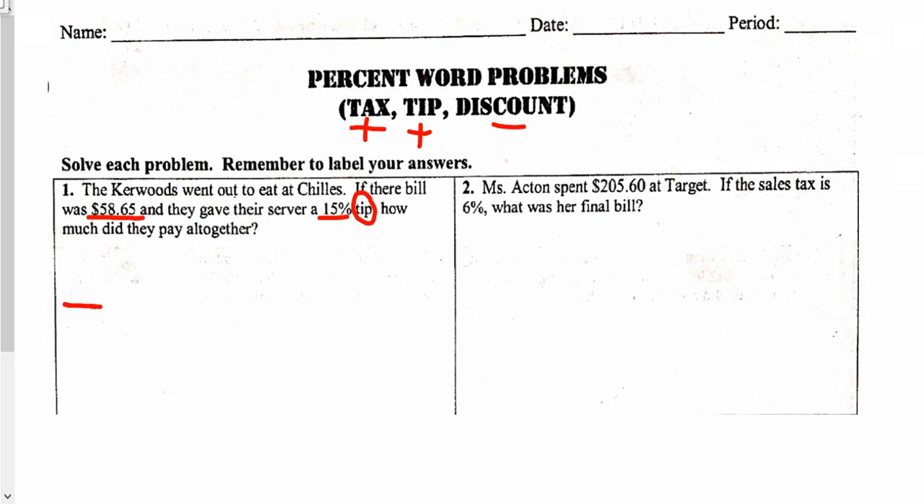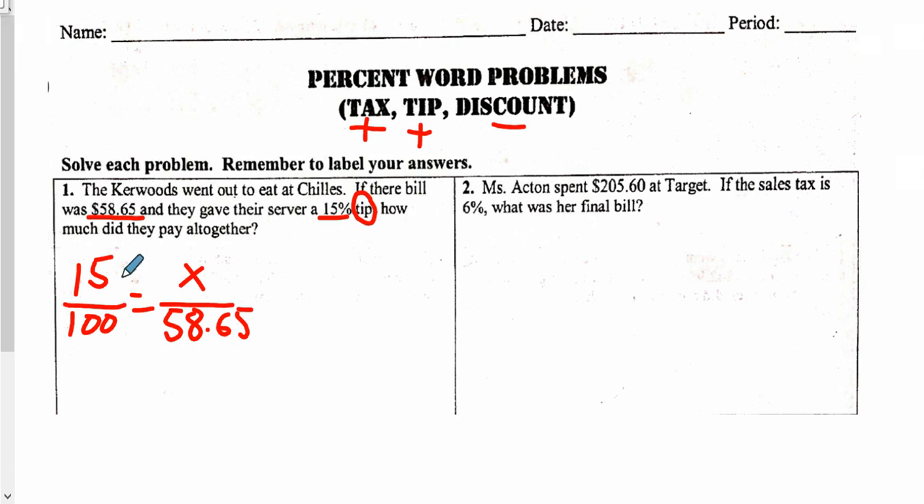So our original proportion is percentage over 100. So in this case, it's 15%. Part over the whole. Our whole is $58.65. And we're looking for this number right there. So that's how you set your proportion. And your first thing you're going to do is cross multiply 15 by 58.65. And that will give you 878 and 75 hundredths.